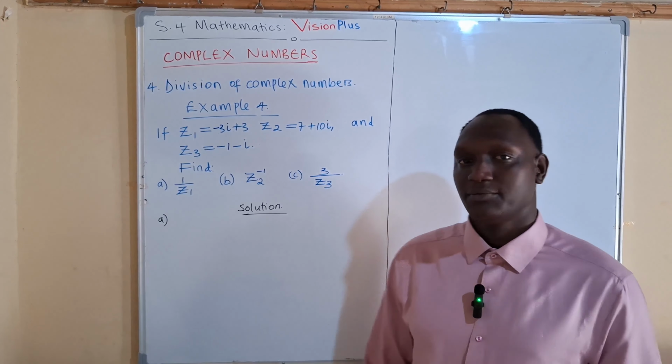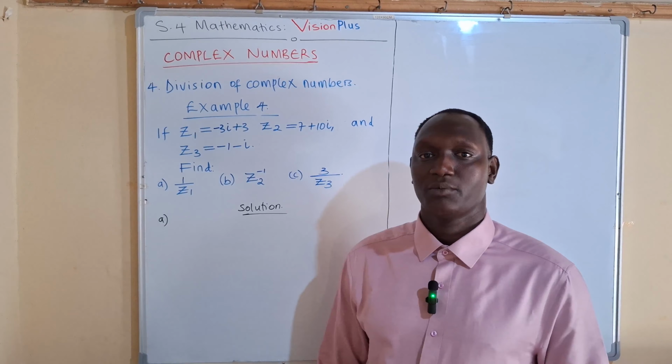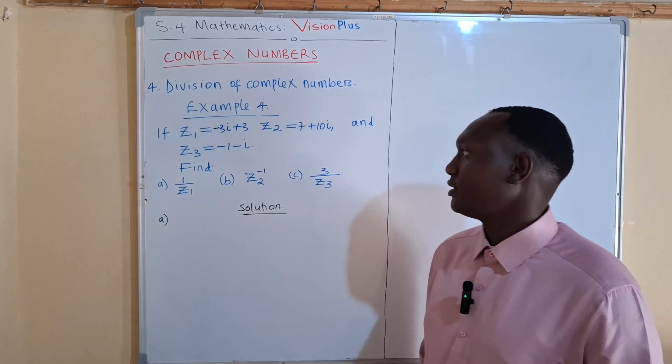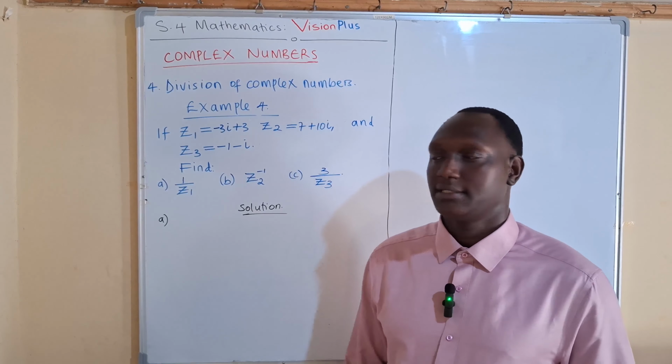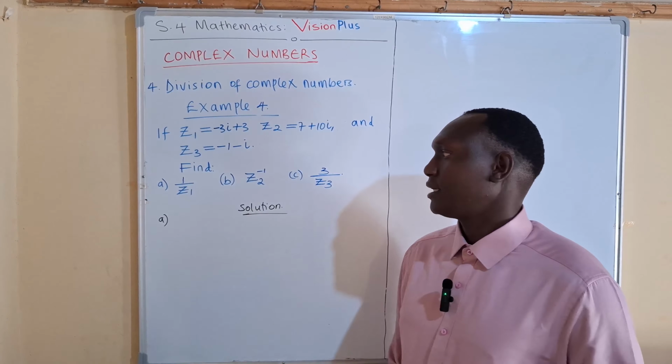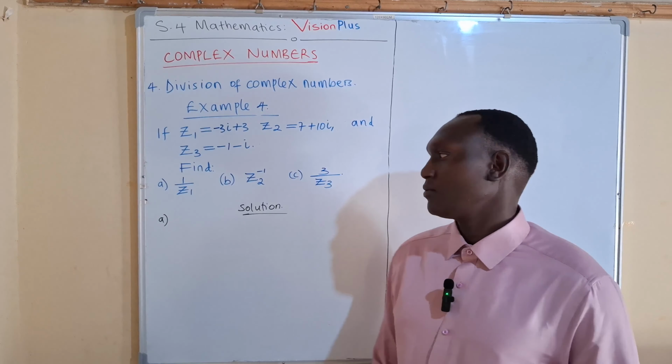We are now in example 4 and we are doing division of complex numbers. Example 4 says that we are given Z1, Z2 and Z3 and we need to find 1 over Z1.